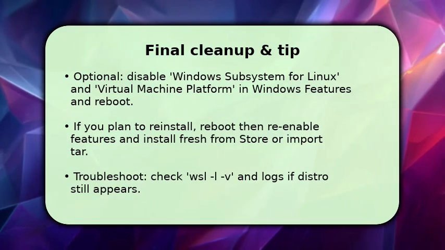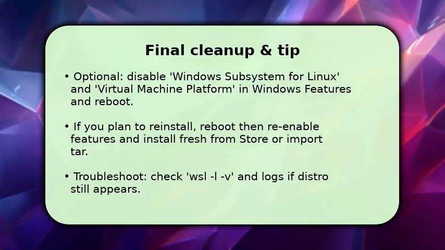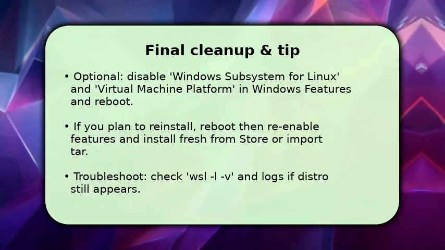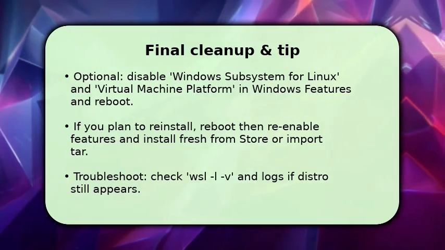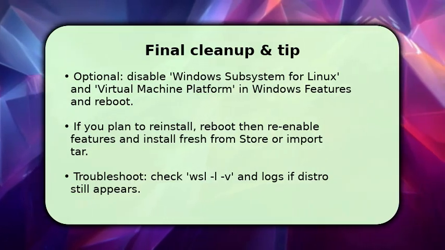Open Turn Windows features on or off, uncheck Windows Subsystem for Linux and Virtual Machine Platform, then reboot. If you intend to reinstall later, reboot first, re-enable the features, then install or import from your export with wsl --import.